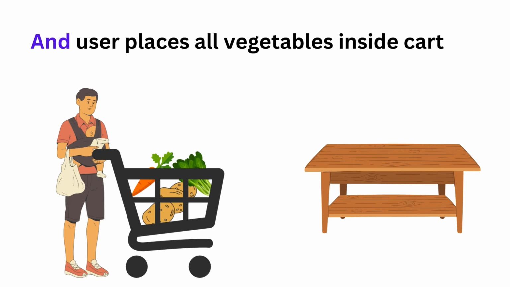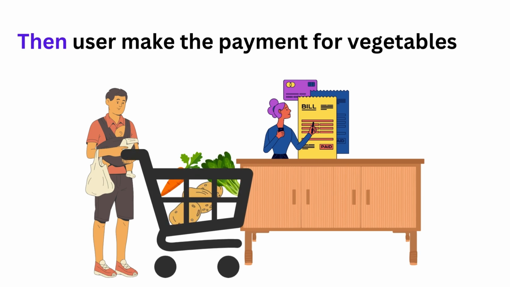Assume you find the vegetable that you want. What will you do? I believe you immediately grab it and place it inside your cart or basket. In Gherkin language, you can say it like: And user places all vegetables inside the cart. Once you're done with your shopping, what will you do? You definitely go to the billing counter to make the payment.